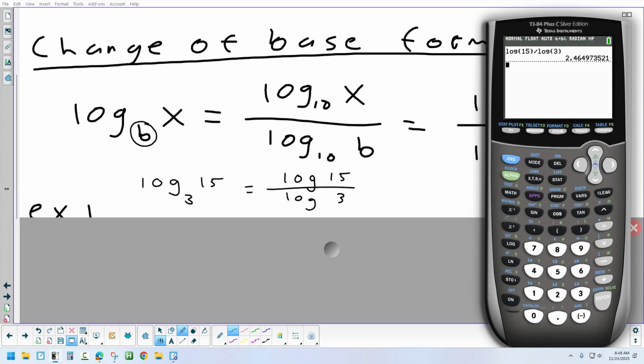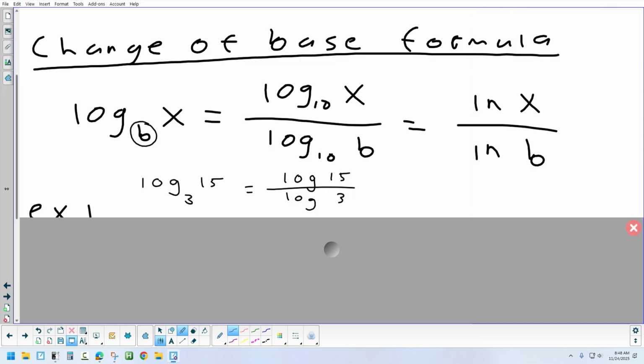Now, you can type it in using log, or you can type it in using ln. It will come out exactly the same. Don't mix log and ln, though. Either use both logs or use both ln's. Okay. Any question on that?